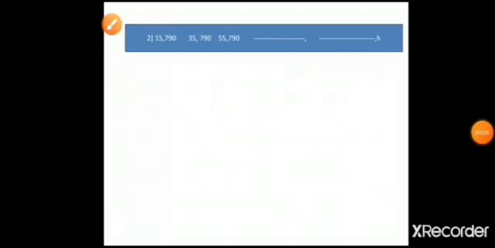So the children now see the second question. The numbers given in the series are 15,790, 35,790, 55,790. The fourth and fifth numbers are skipped. We find the skip numbers.